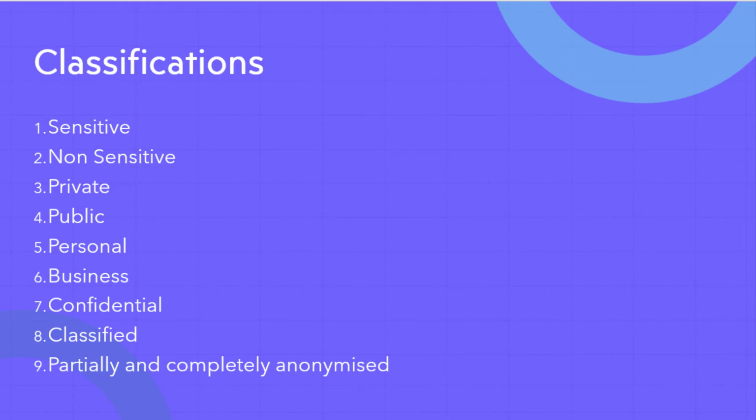Partially and completely anonymised data is data that is slightly changed. So it could be a school report that's had the sensitive information removed, such as the name, or if it's completely anonymised, it could be changed completely so that it doesn't look anything like the original, but has the content of the original still in it.